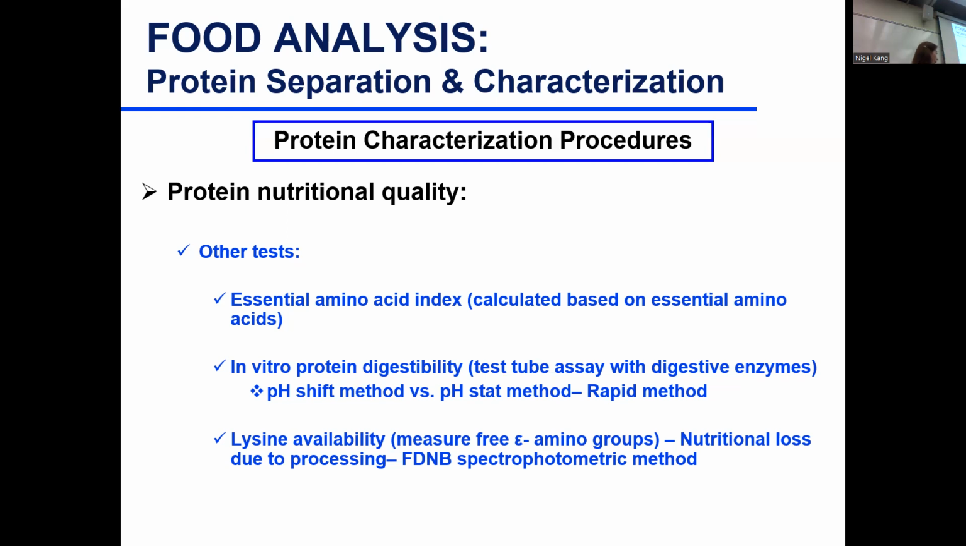And then lysine availability. This is not that much used. And these 2 methods are spectroscopy methods.